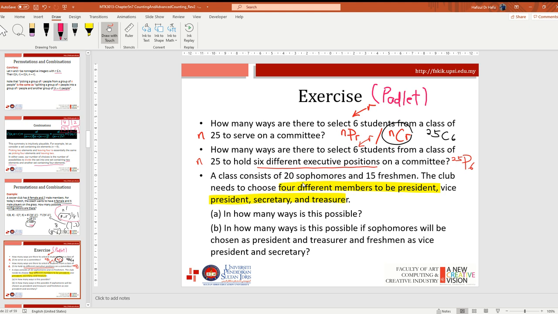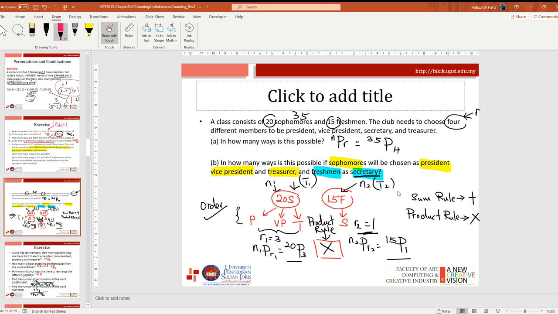Okay, a class consists of 20 sophomores and 15 freshmen. The club needs to choose 4 different members to be president and so on. Okay, this one, how many are possible? We have P(n,r), so P(35,4).